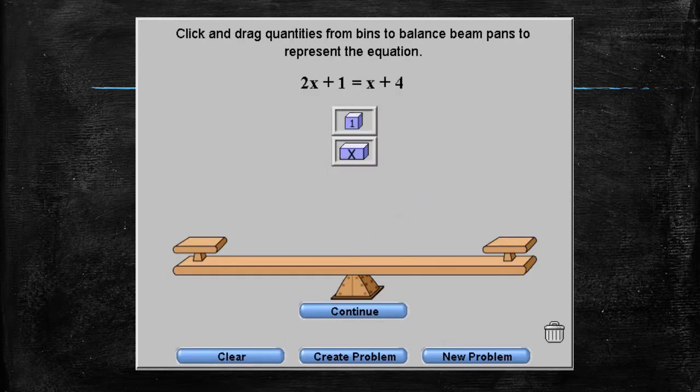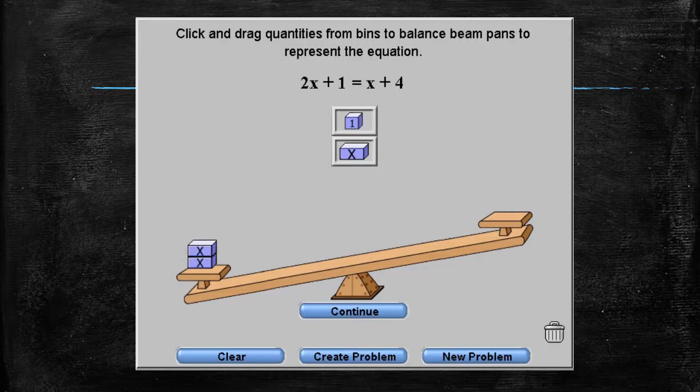Okay, it's important to note that if you can work the problem out in your head, you cannot go directly to the solution. You must walk through each step of the problem. So, to represent our 2x plus 1 on our balance scales, we will put 2x blocks and 1 block. And on the right side of the scale, we will represent the x plus 4. So 1x and 4 1s.